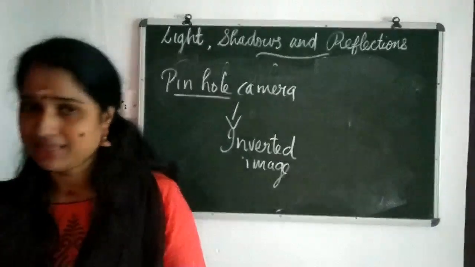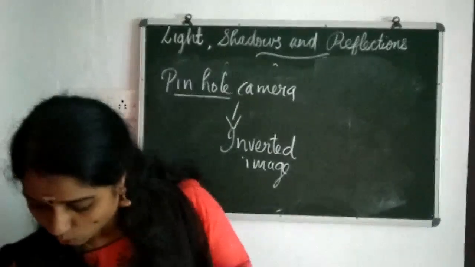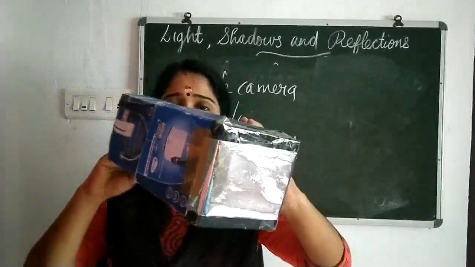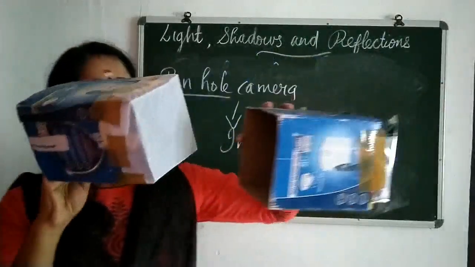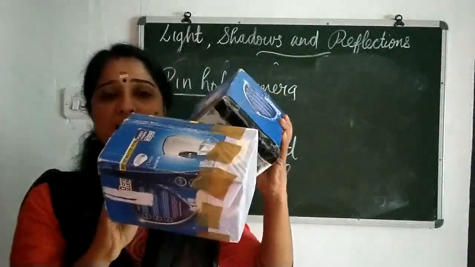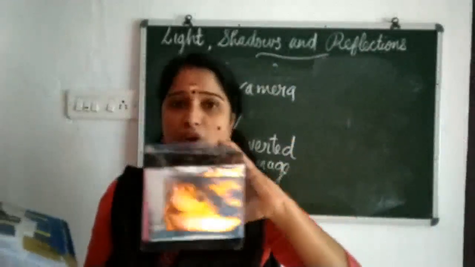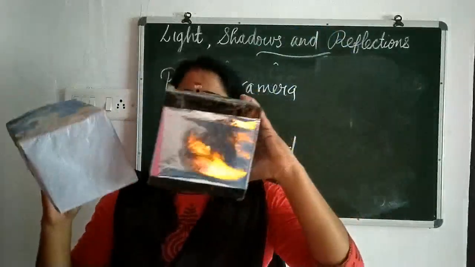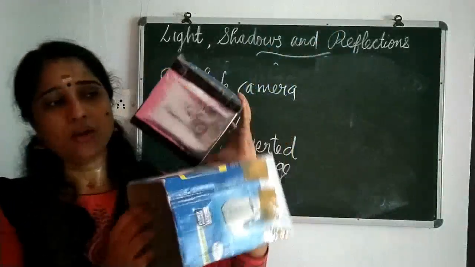So I will show a sample of a pinhole camera, and I will tell you how to make it. This is very easy. You can take two cardboard boxes like this, and cut both ends of the cardboard box, and cover one end using aluminium foil. I have done it like this. I have taken two cardboard boxes. Clear? Then cut both ends. Yes, both ends I have cut.